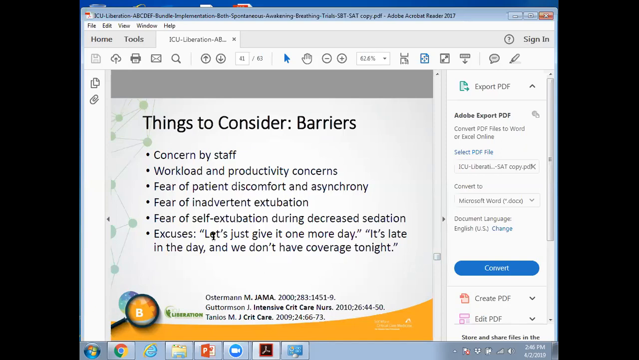The other one that we always do: let's give the patient one more day. I think it's clinical judgment here. Maybe it's too late in the day. Sometimes it's justified, sometimes not justified. But I think we should address it at an individual patient level.